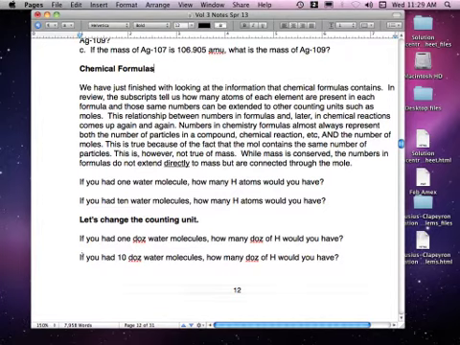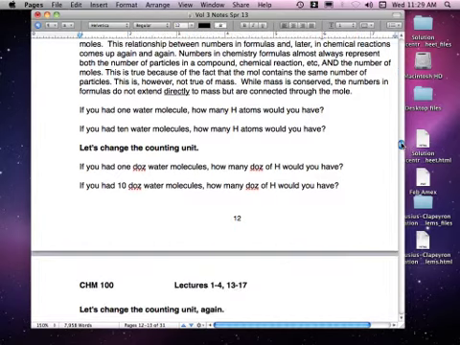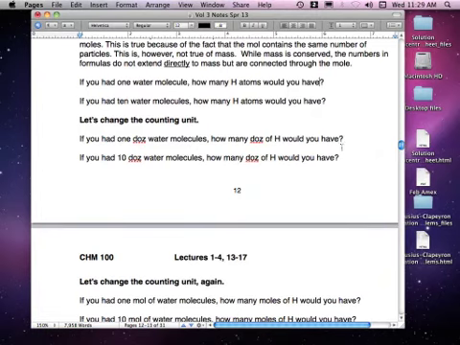So we're going to go through this thinking here. If you had one water molecule, how many hydrogens would you have? 2, right? If you had 10 water molecules, how many hydrogens would you have? 20. So you're in your head, because, and I used water because it's such a familiar molecule, there are 2 hydrogens per water molecule. So you had no trouble with those 2 questions. Now we're going to change the counting unit. If you had a dozen water molecules, how many dozen hydrogens would you have? You would have 2 dozen.